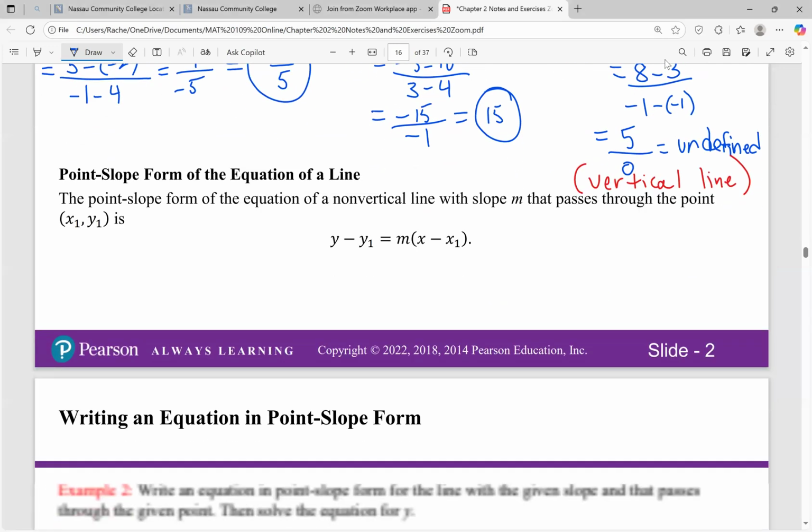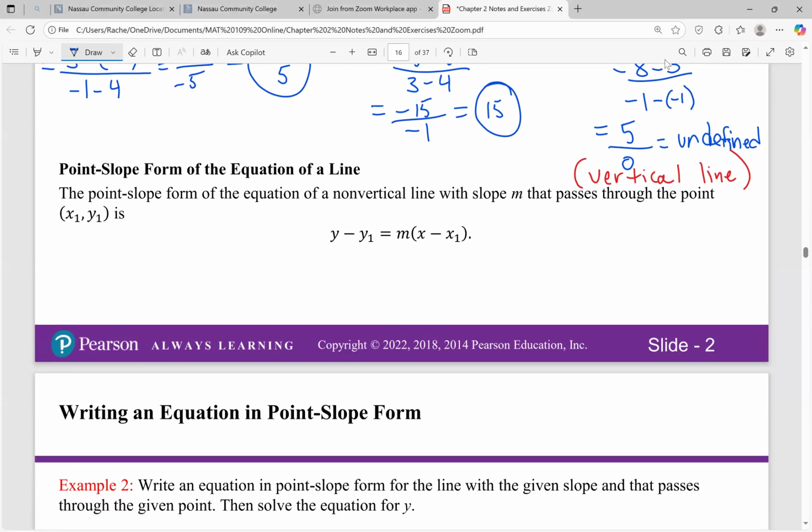Now let's move on to the point slope form of the equation of a line. There's different ways that we could represent the equation of a line. I think the most familiar is your slope intercept form, which is y equals mx plus b. But we also have another equation of a line that we could use: y minus y1 is equal to m times x minus x1. So this is called the point slope form of the line. We're going to use the slope m, and a point that the line passes through, and we'll call that point x1, y1.